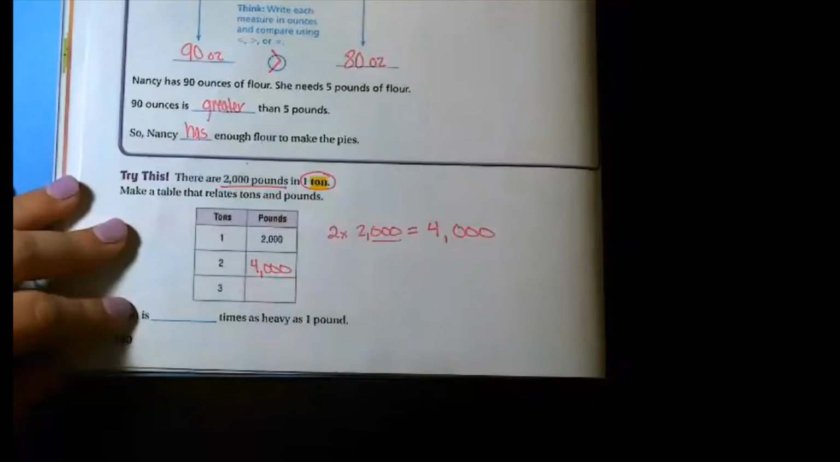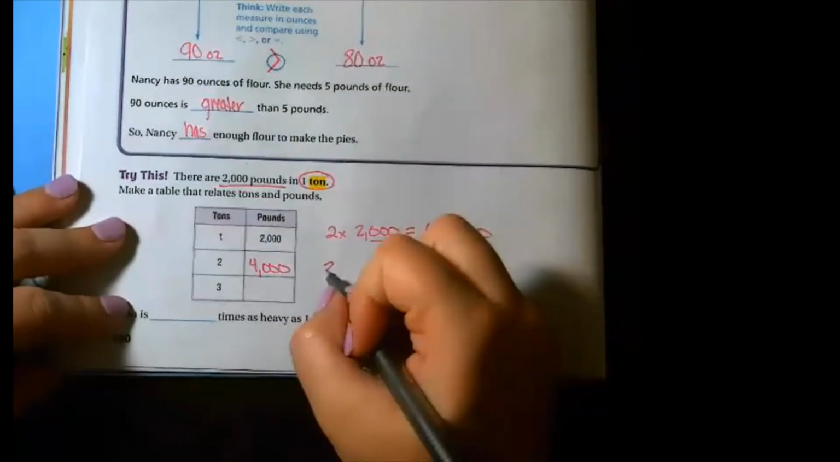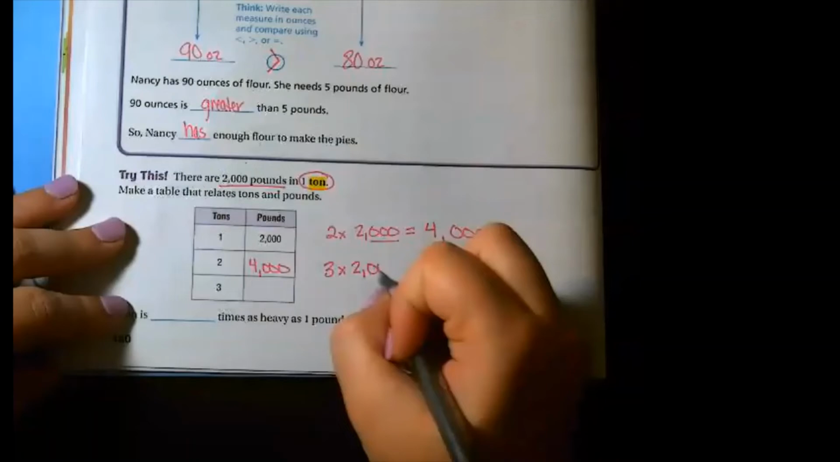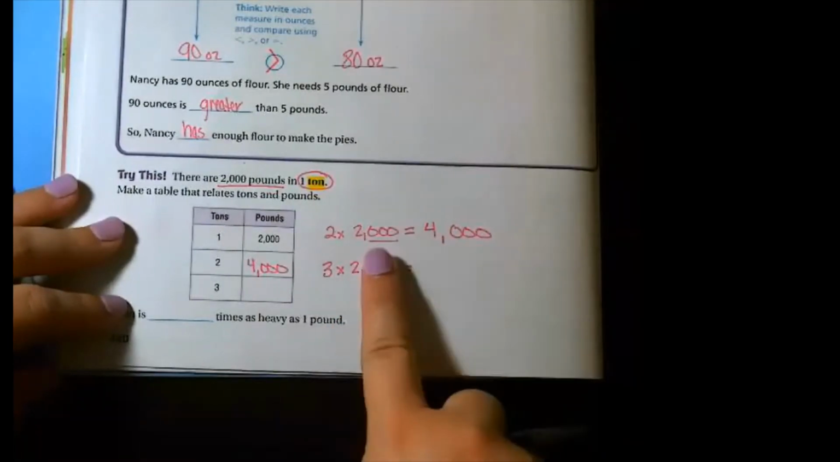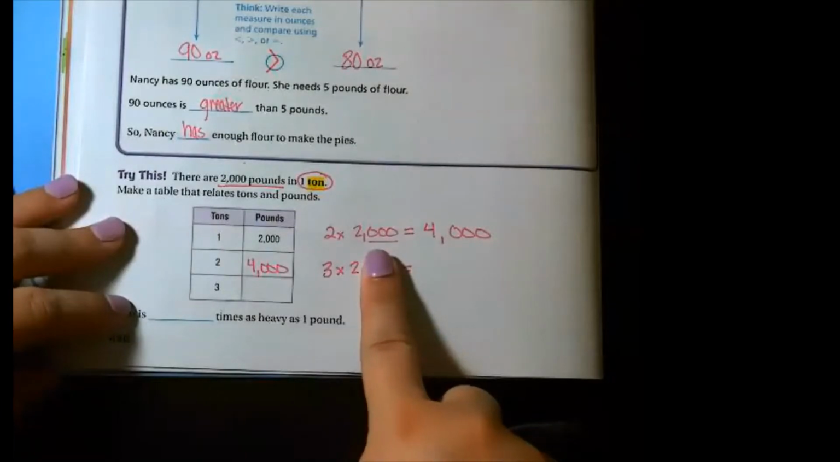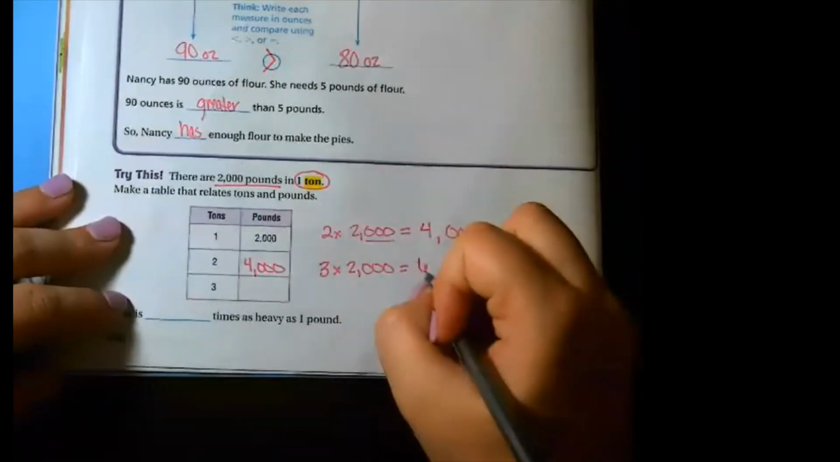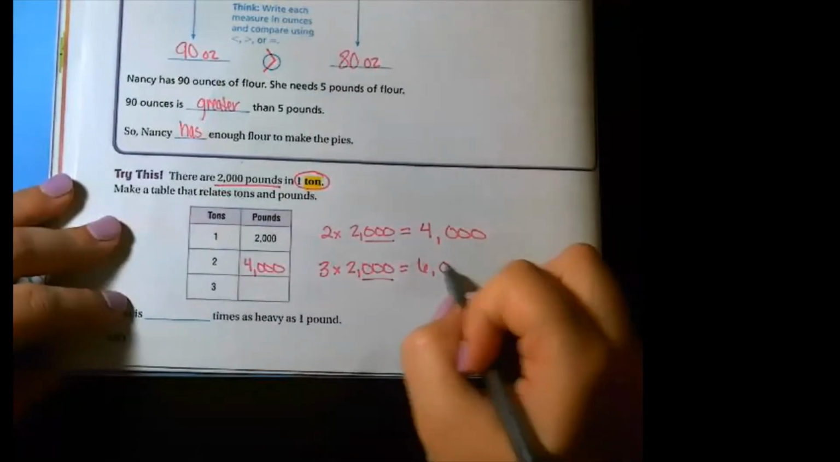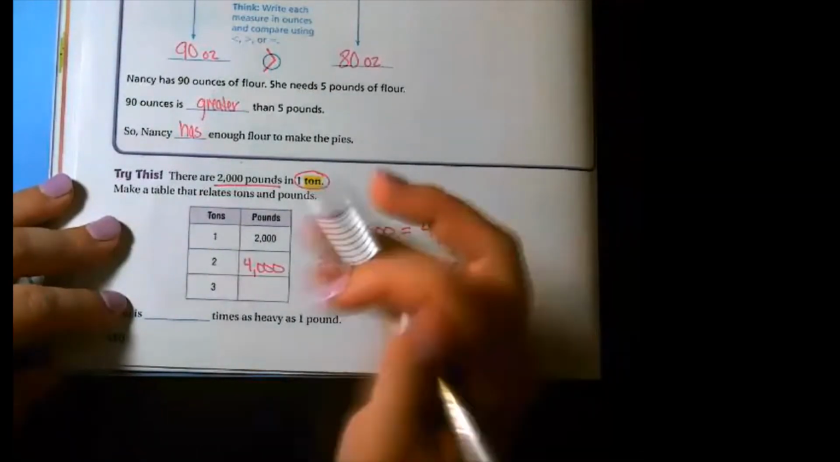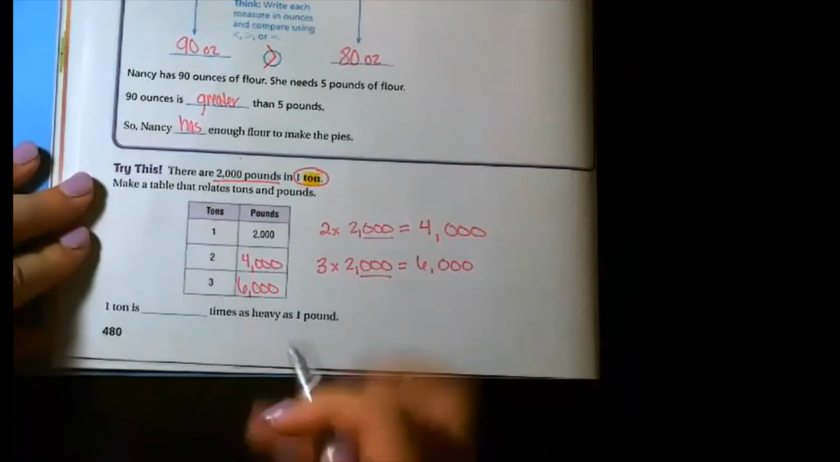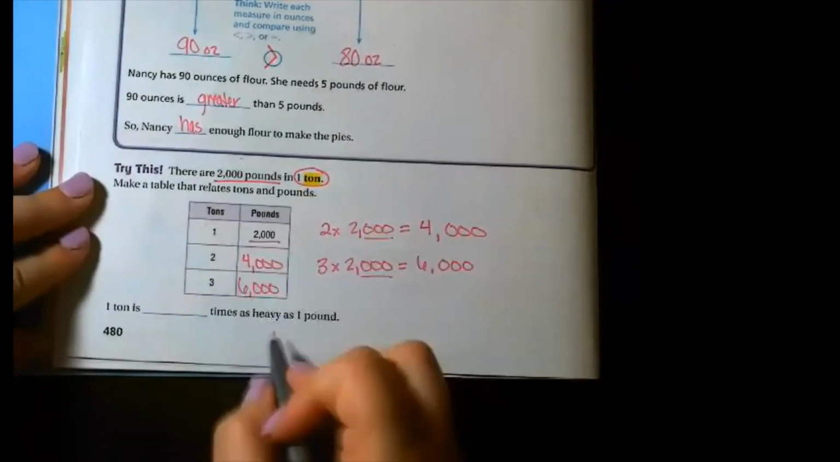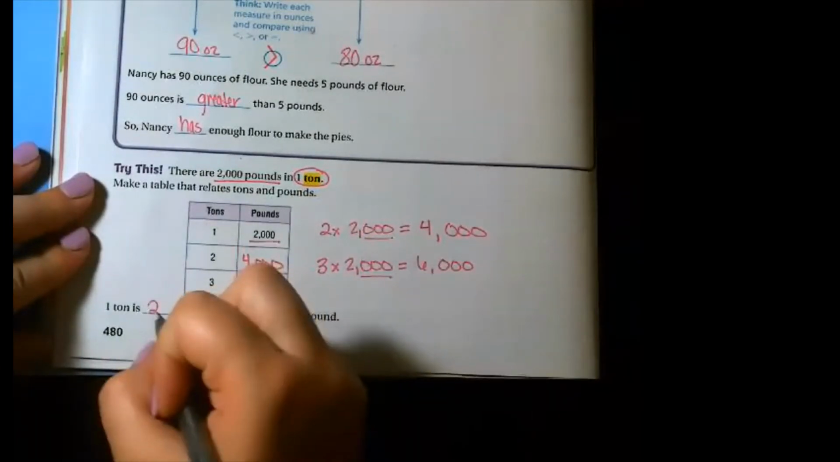I'm going to do the same thing again. When I'm looking at 3 tons, I'm going to again multiply by 2,000 because it takes 2,000 pounds to make 1 ton. I'm going to cover up my zeros. Now I have 3 times 2. 3 times 2 is 6. Okay. And then again, I have 3 zeros in my problem, so I need 3 zeros in my answer. So this would be 6,000. Okay, so 1 ton is 2,000 times as heavy as 1 pound.